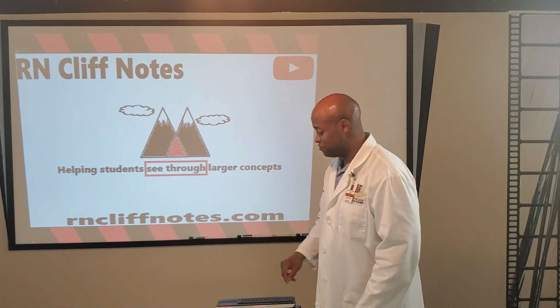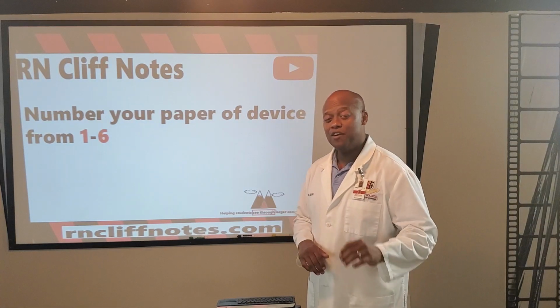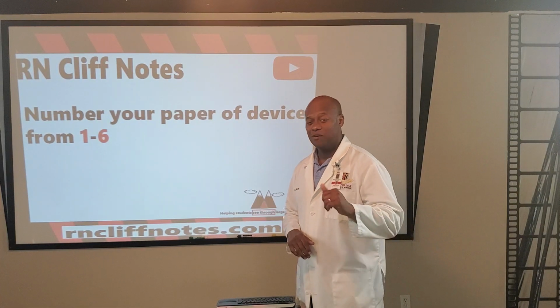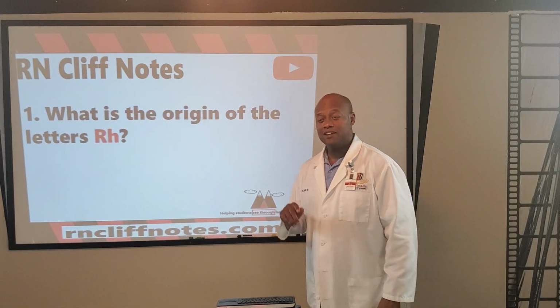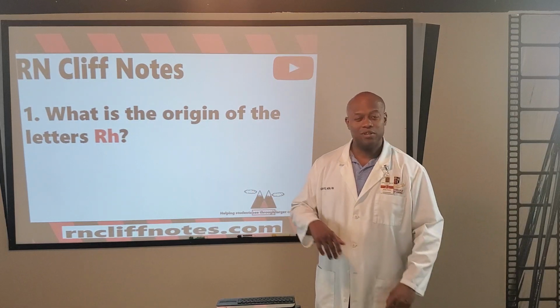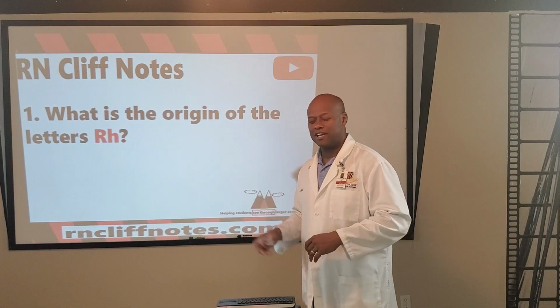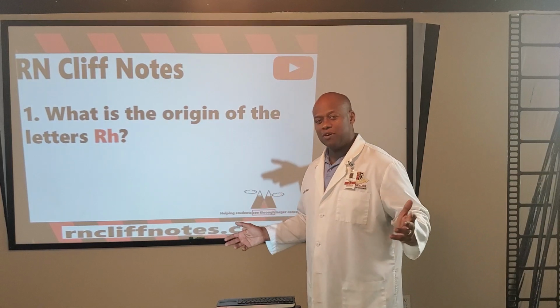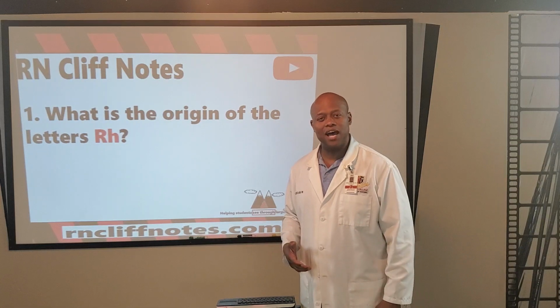Isn't that right? Great. So now, we're numbering our paper or our device from 1 to 6, and we're jumping right in. Number 1, what is the origin of the letters RH? We throw that around all the time when it comes to blood transfusion, RH factor, RH factor. But we want to know where it comes from. This improves our depth of knowledge, yes?